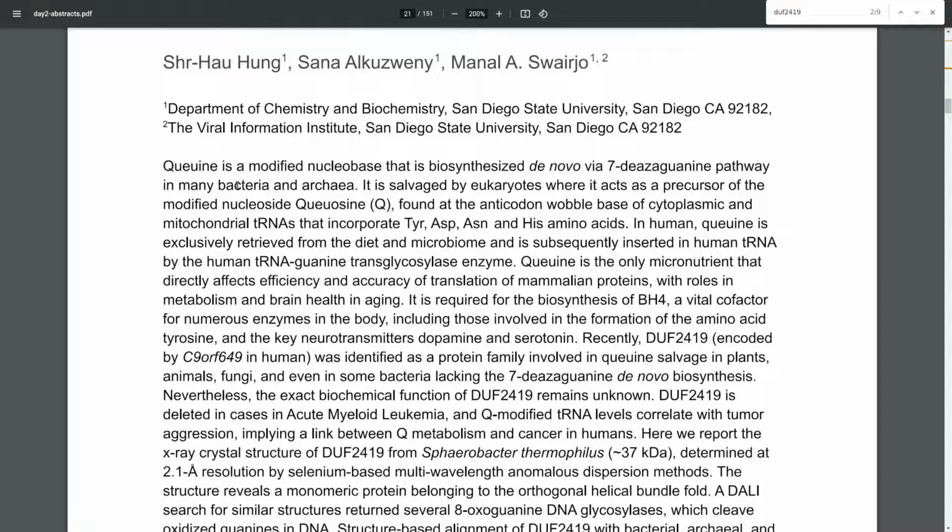In human, queuine is exclusively retrieved from the diet and microbiome and is subsequently inserted in human tRNA by the human tRNA guanine transglycosylase enzyme. Woo! Good morning. That'll wake you up. Wow. I need a little tea break.